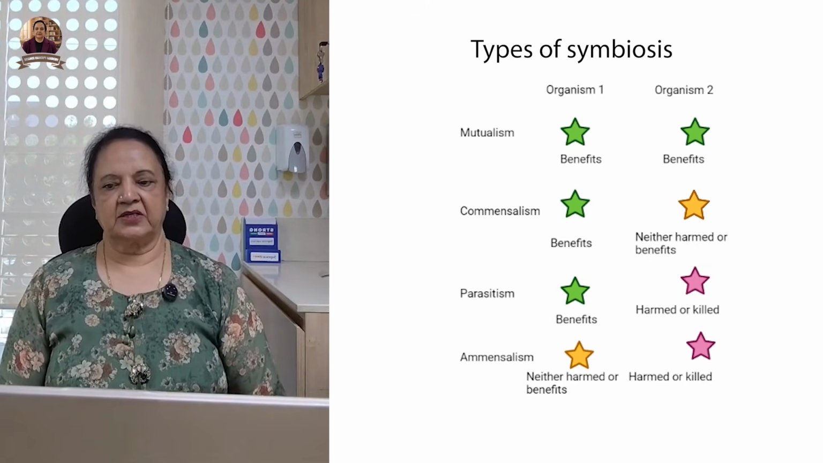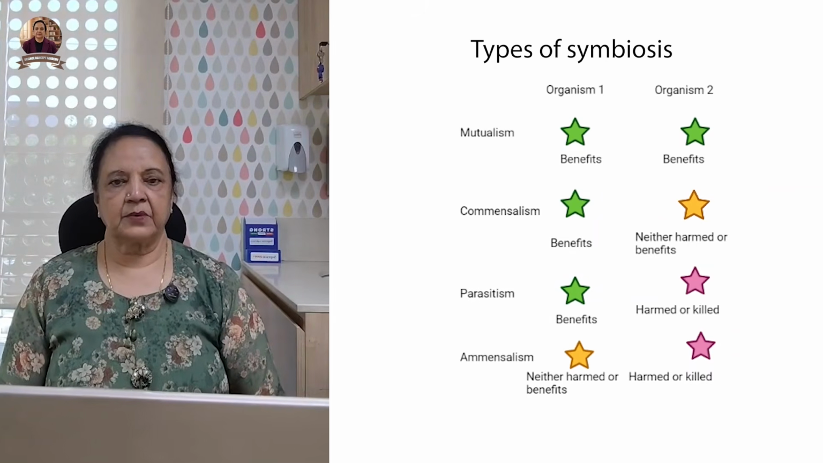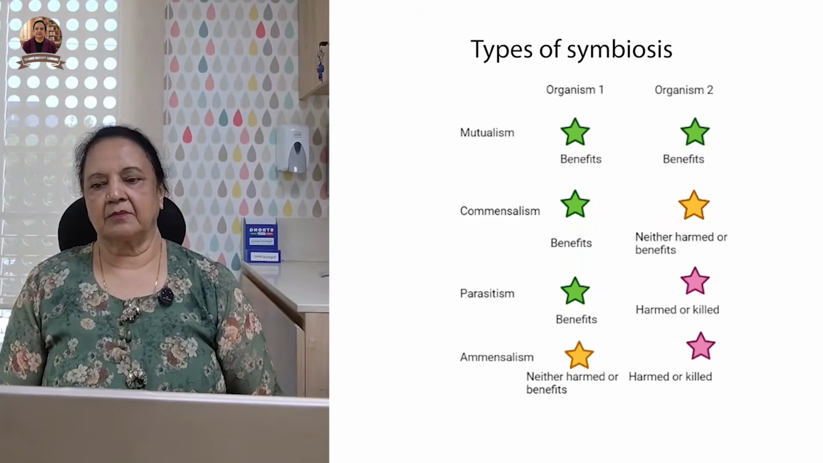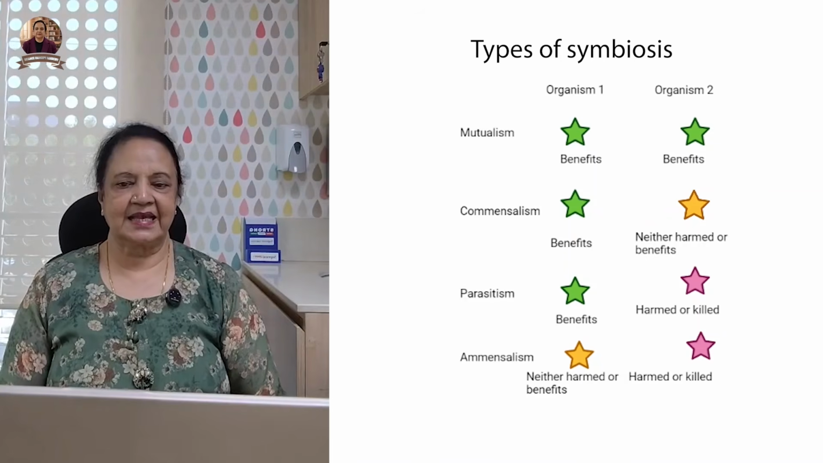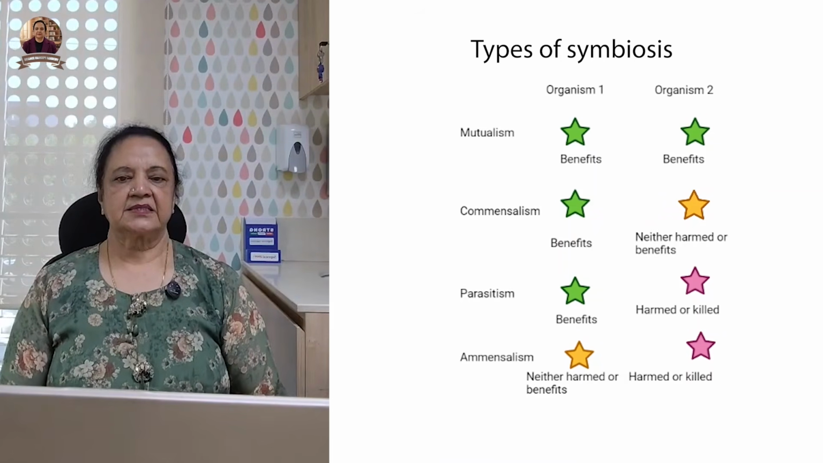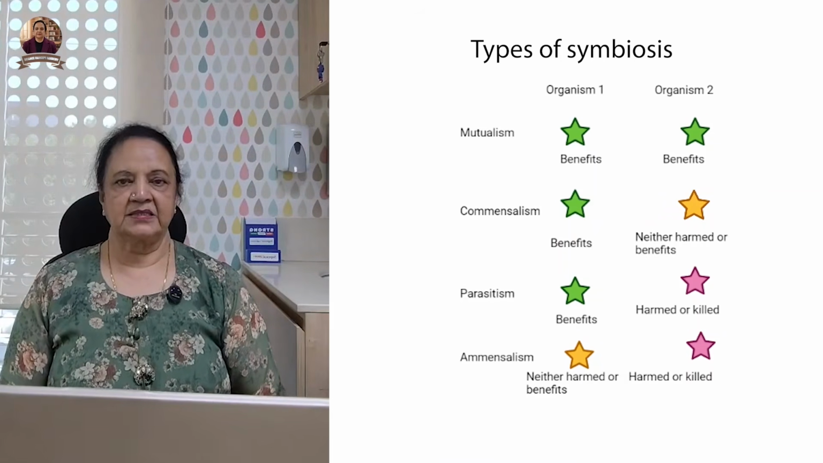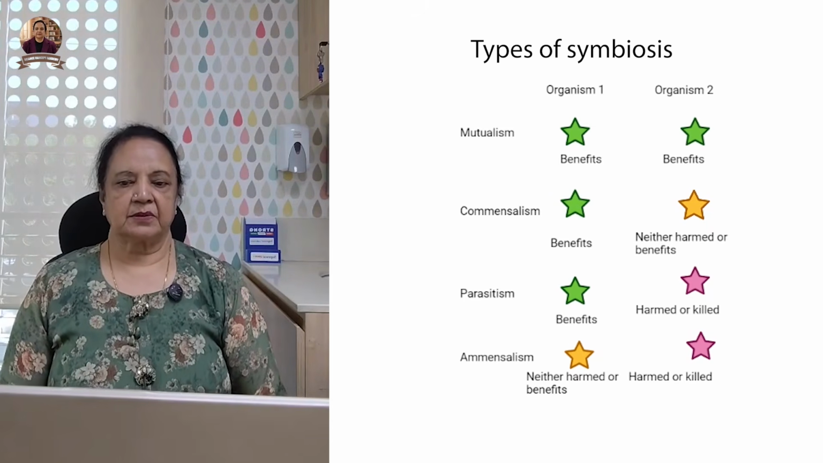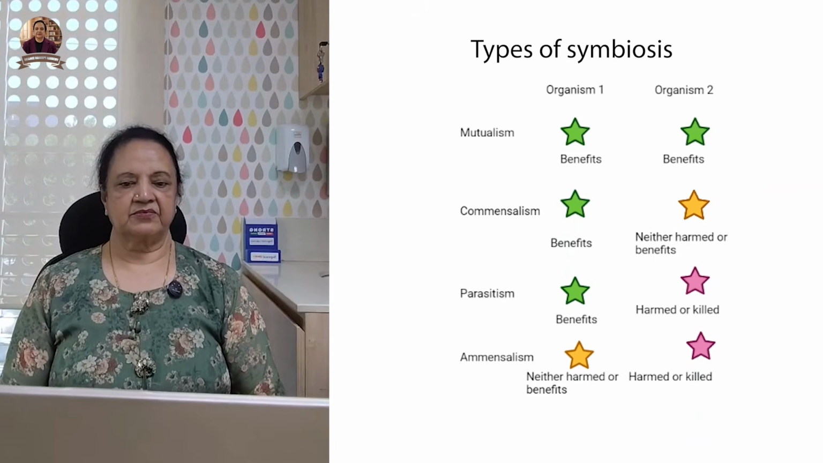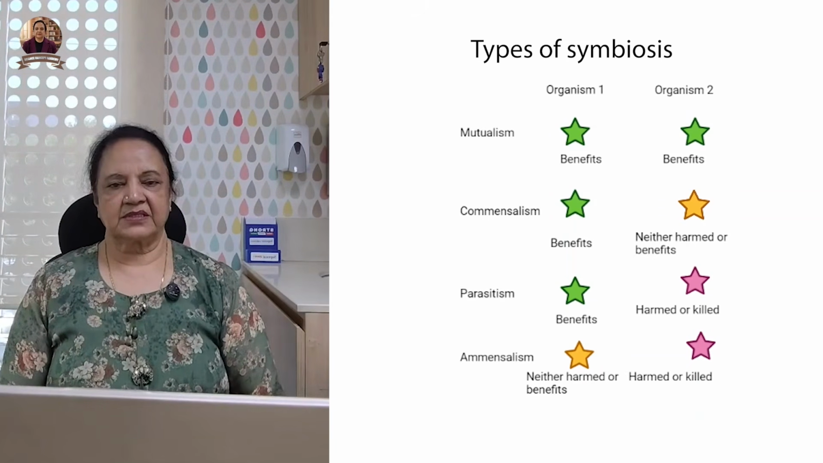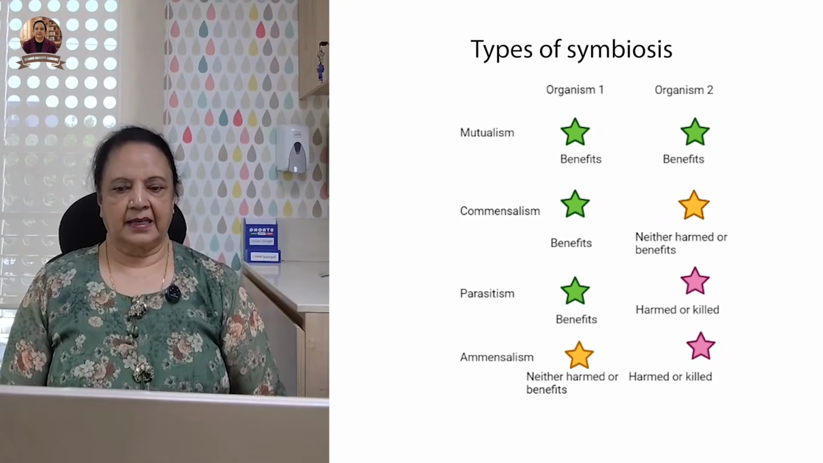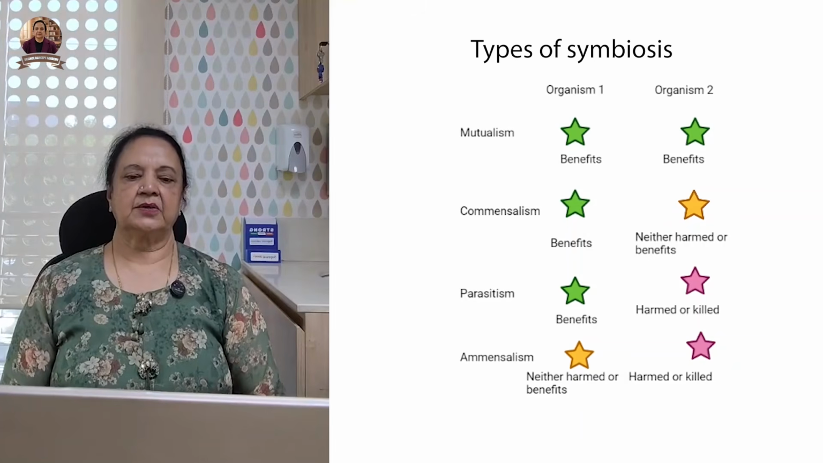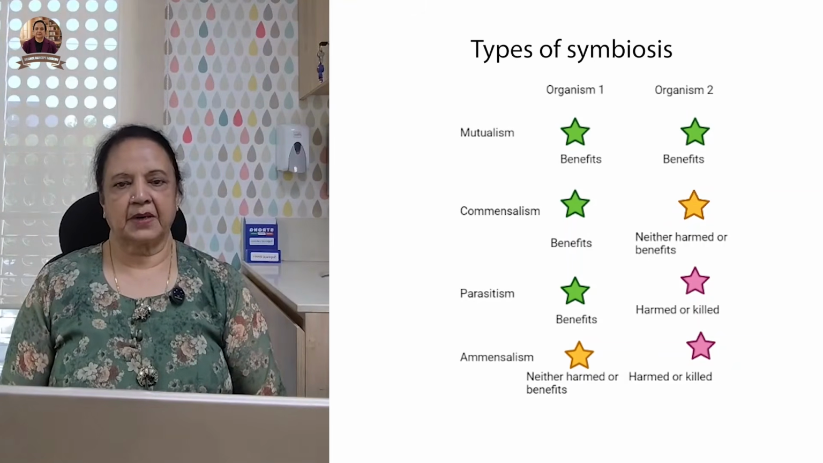Second is competition, an interaction between two species or individuals where both are harmed as they compete for the same limited resource, such as food, space, or mates. Example, when two species of birds, that is, two species of finches, compete for the same type of seed on an island. This can lead to competitive exclusion or resource partitioning.